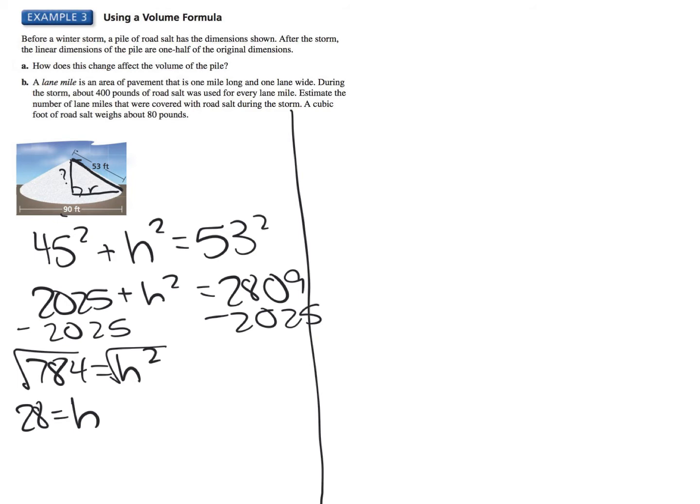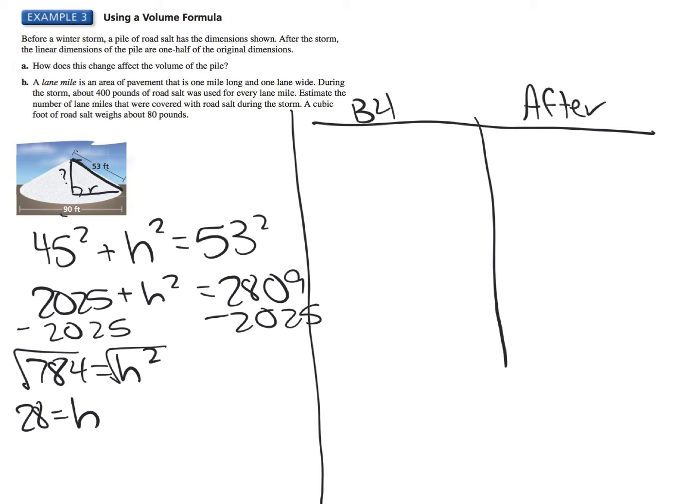What we are doing for this problem is comparing the volume, and then comparing the volume after the winter storm when our dimensions are half. We want to see how the volume of the pile is affected. So let's do a little table. This is before, this is after. We're going shorthand here. So before, our radius is 45 and our height is 28. After, our radius is 22.5 and our height is 14. Right? We cut both of those in half.